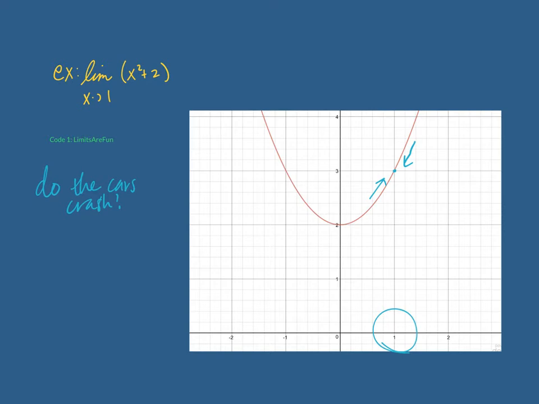Looking at this graph, we notice that as we come from the left side, we go towards 3, right? And as we come from the right side, we go towards 3. They're going to meet each other at 3 as we approach 1. So my limit is going to be 3.